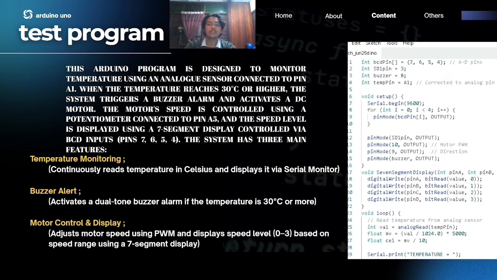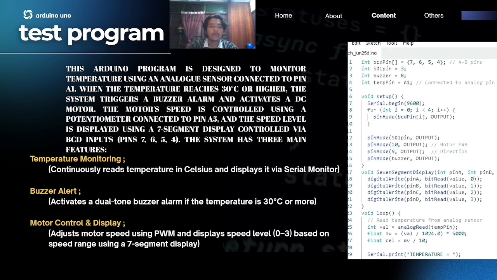Then the system has 3 main features. The first one is temperature monitoring, which continuously reads temperature in Celsius and displays it via serial monitor. The second one is buzzer alert, which activates a dual tone buzzer alarm if the temperature is 30 degrees Celsius or higher. And the last one is motor control and display, which adjusts motor speed using PWM and displays speed level from 0 to 3 based on speed range using a 7-segment display.